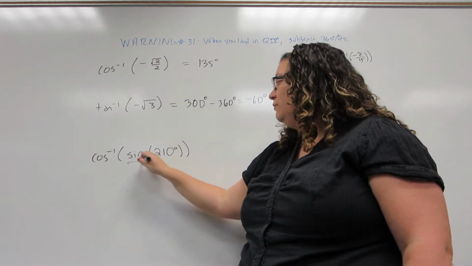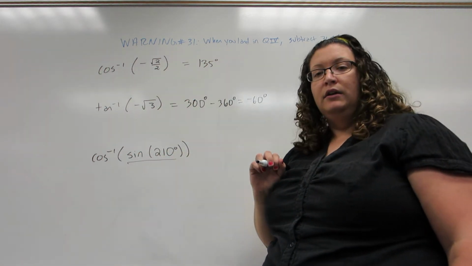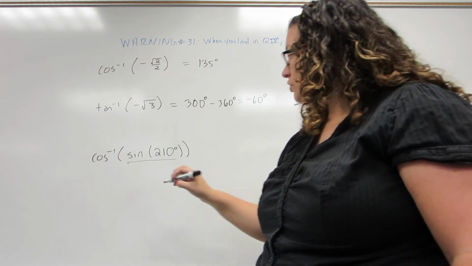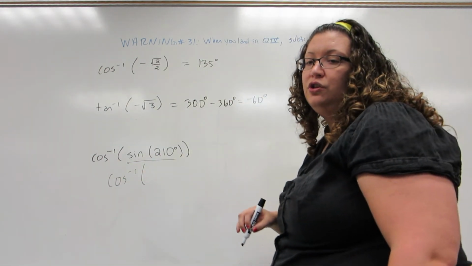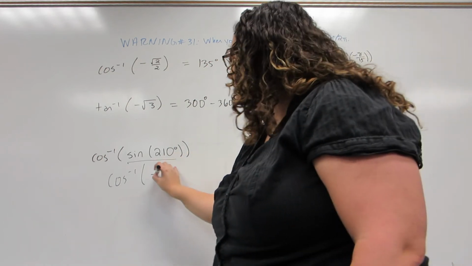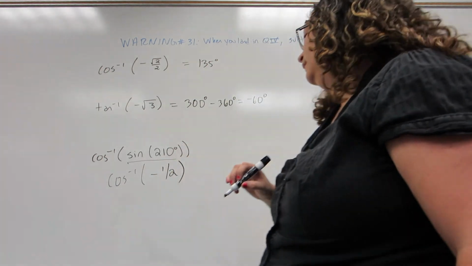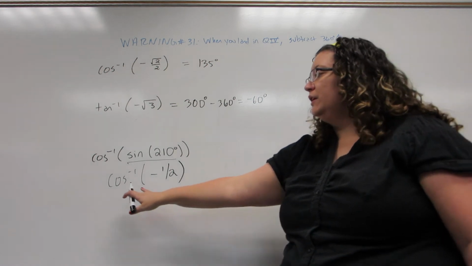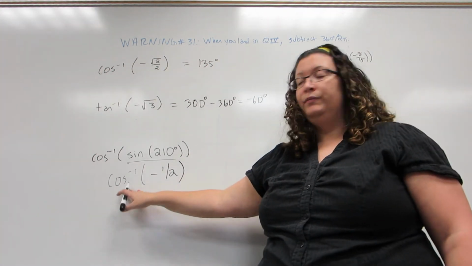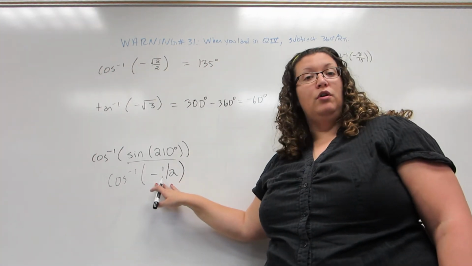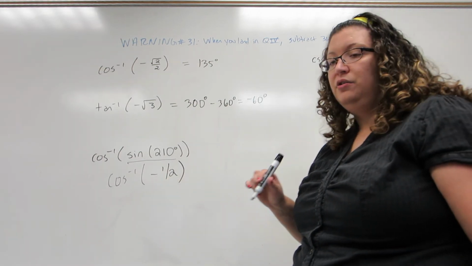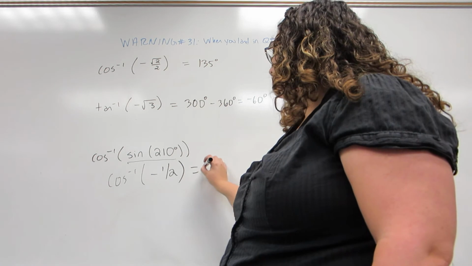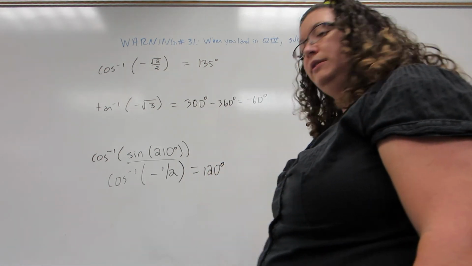You can also do embedded versions. First, I'm going to evaluate the inside. 210 degrees is a unit circle value, and the sine of 210 degrees is minus a half. Now I say cosine inverse lands in quadrants 1 and 2. It's a negative number, so I'm in quadrant 2. What angle in quadrant 2 has a cosine value of negative a half? The answer is 120 degrees.